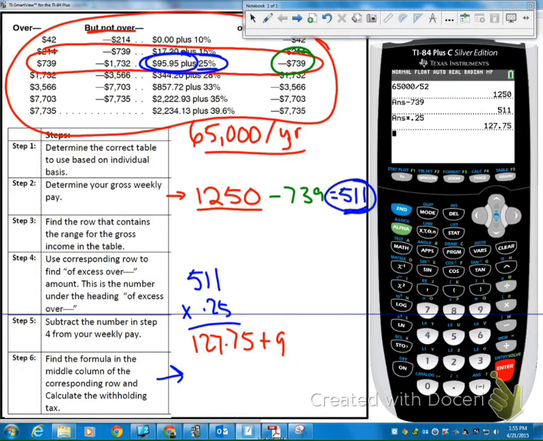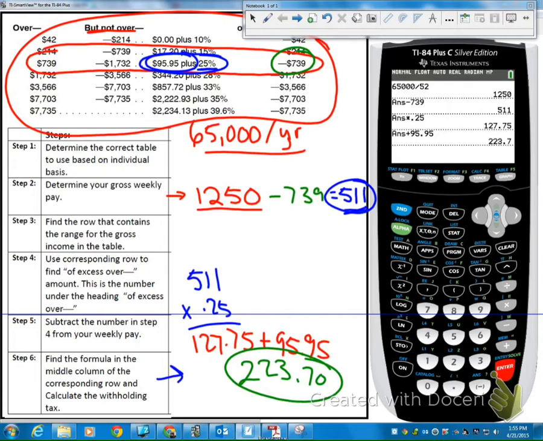Now I need to add the 95, excuse me, not 99, 95.95 to that. 95.95, and I have a total tax taken out of my paycheck of $223.70. So that means from my gross weekly pay, which is the $1,250, the government is going to take away $223.70 in taxes.